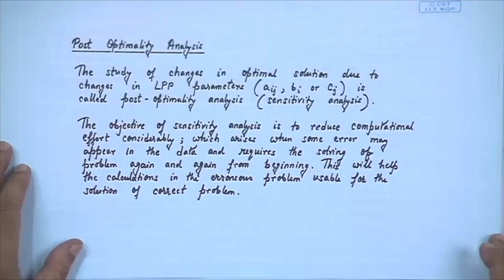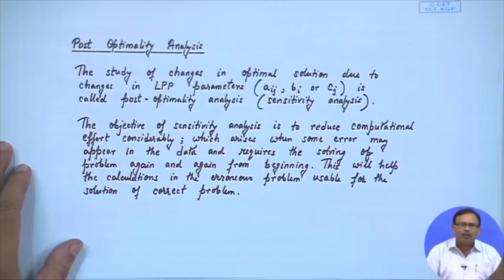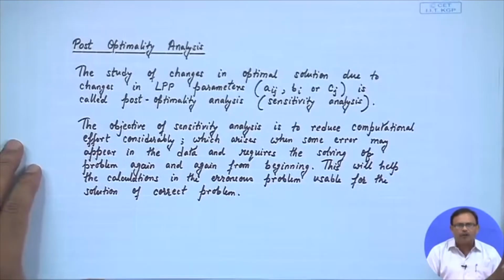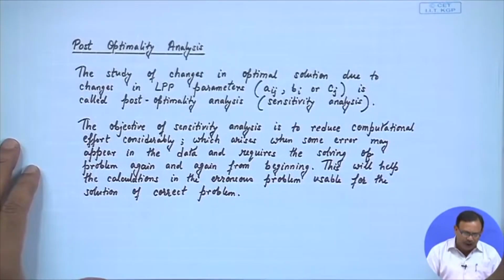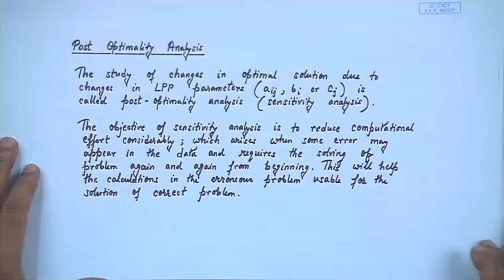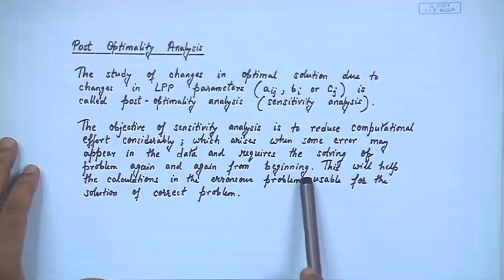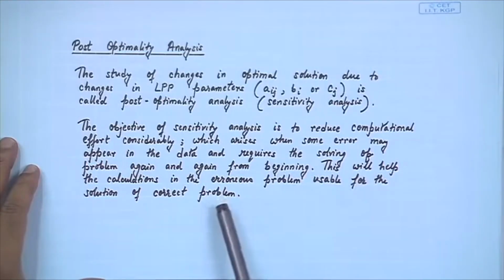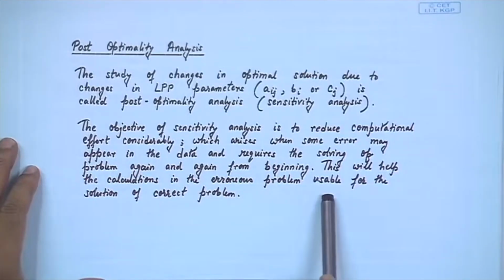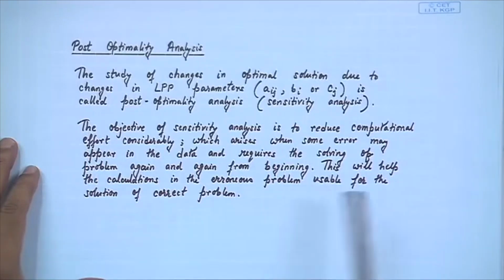So, whenever we change these parameters, what is the change in the optimal solution, and you may ask why this is necessary. The objective of the sensitivity analysis is to reduce computational effort considerably, which arises when some error may appear in the data and requires solving the problem again and again from the beginning. This will help make the calculations in the erroneous problem usable for the solution of the correct problem.